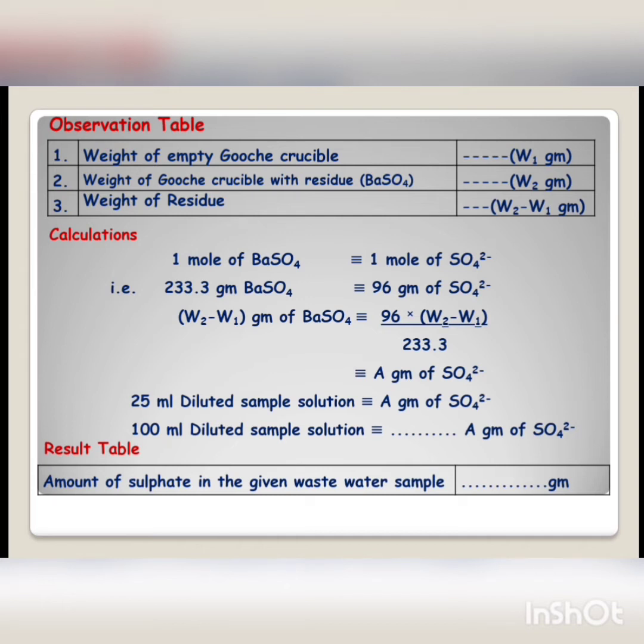We will get the answer, a gram of sulphate ion, but initially we have taken 25 ml of diluted sample solution. So for that 25 ml diluted sample solution we got a gram of sulphate ions. We have to calculate the sulphate ions for 100 ml diluted sample solution. So we will do cross multiplication here, and we can calculate the amount of sulphate ions present in 100 ml diluted sample solution, and finally we can formulate a result as the amount of sulphate ions in the given wastewater sample in grams.